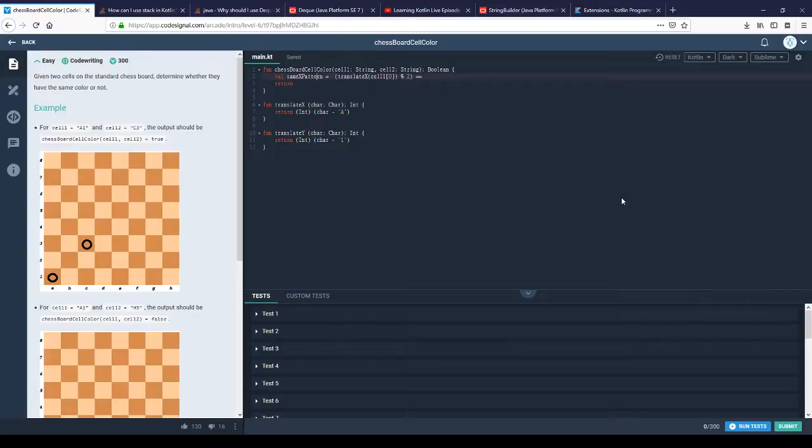val translate X cell 1 0 mod 2 equals to translate X cell 2 0 mod 2, and same Y pattern, translate Y cell 1 and translate Y cell 2 1, and return same X pattern.